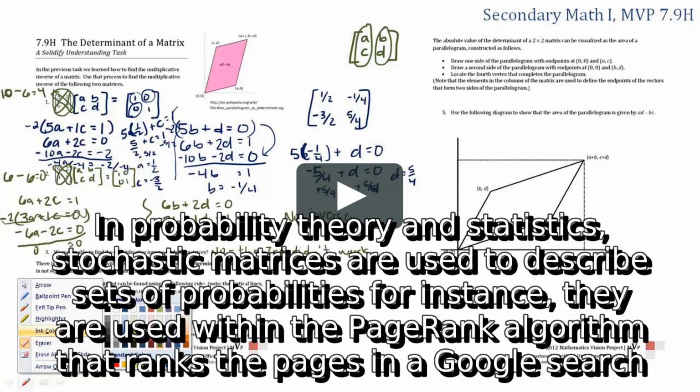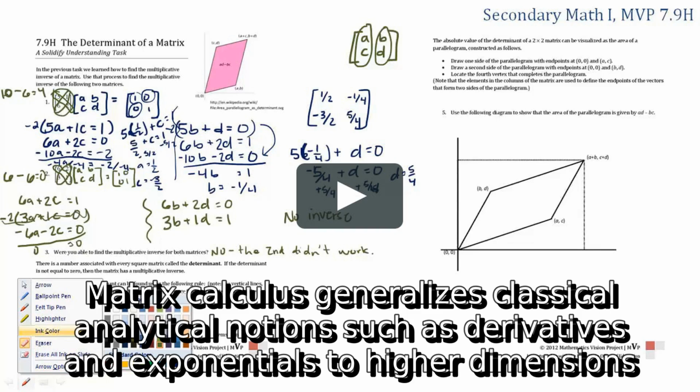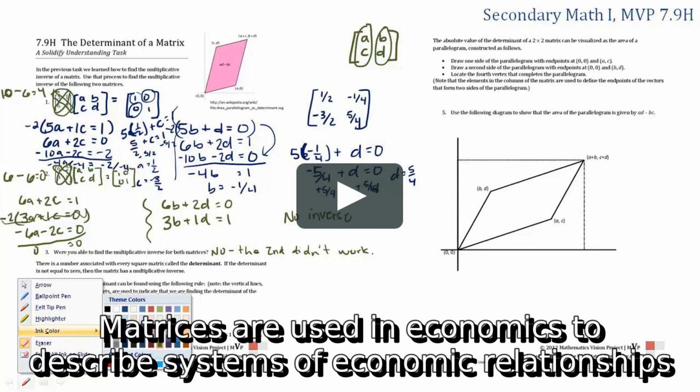In probability theory and statistics, stochastic matrices are used to describe sets of probabilities. For instance, they are used within the PageRank algorithm that ranks the pages in a Google search. Matrix calculus generalizes classical analytical notions such as derivatives and exponentials to higher dimensions. Matrices are used in economics to describe systems of economic relationships.